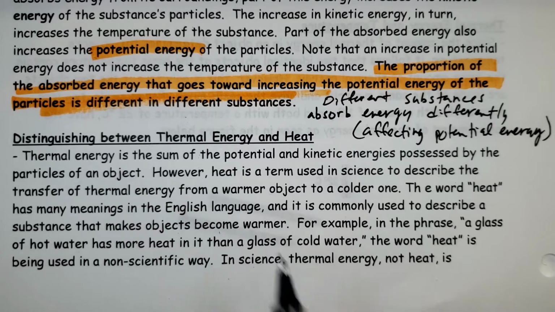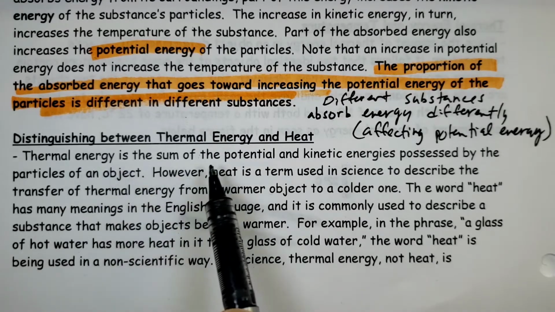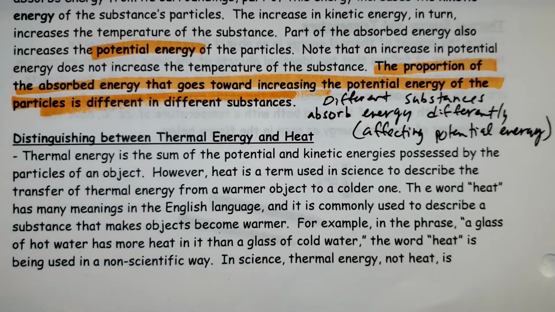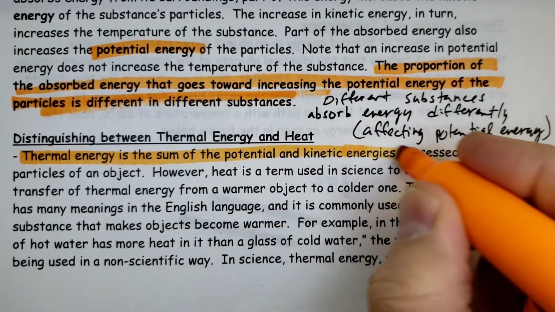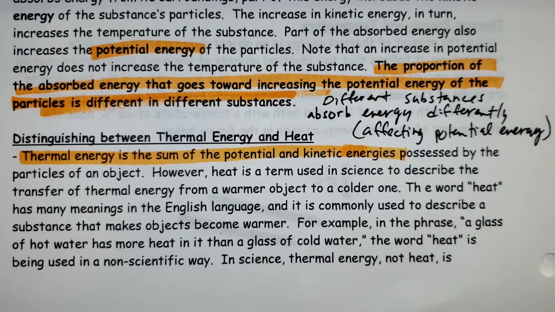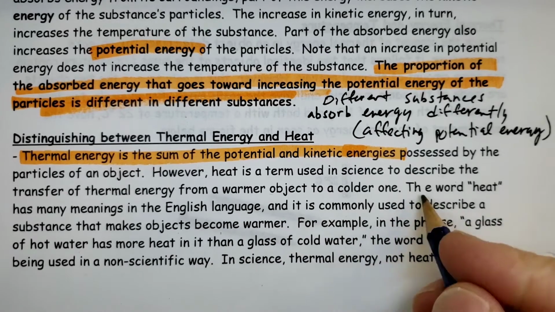Distinguishing between thermal energy and heat. Thermal energy is the sum of potential and kinetic energies, like I wrote up above there. However, heat is a term used in science to describe the transfer of thermal energy from a warmer object to a colder one. This should be attached.